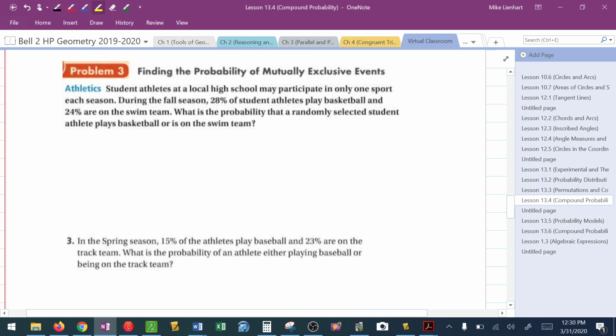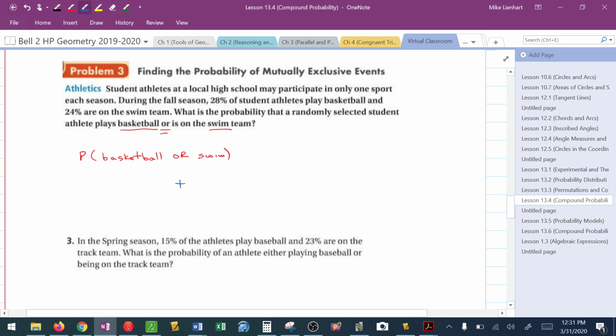All right, this one says, student athletes at a local high school may participate in one sport each season. During the fall season, 28% of the students play basketball, and 24% are on the swim team. What is the probability that a randomly selected student plays basketball, or, there's my key word, is on the swim team? Okay, so this is asking for the probability of basketball or being on the swim team. All right, or means add.